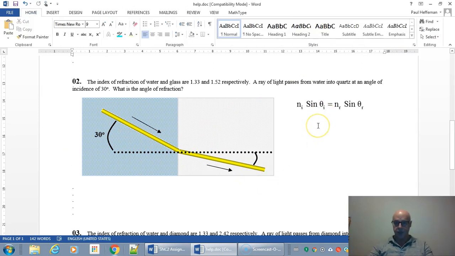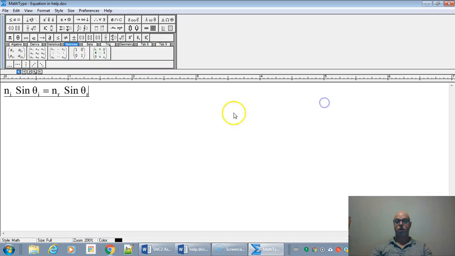So Snell's law is pretty easy. Your incident index of refraction times the sine of the incident angle is equal to the refractive index of refraction times the sine of its angle. So we're just going to use this formula right here. So let's go into this.